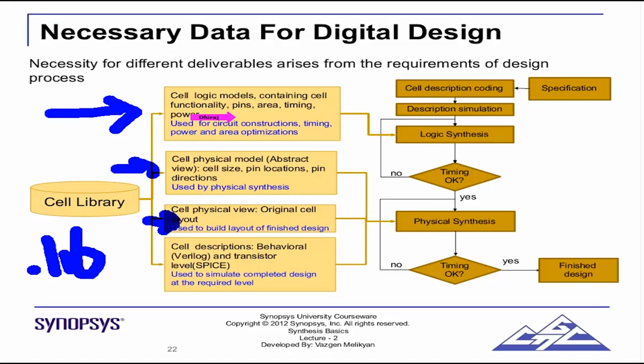Usually spice is done on a smaller level. People will not do spice at a full chip level because it is very time consuming, it is very CPU intensive. So spice is mostly done for very specific clock generation blocks. For analog, it is definitely spice is the way to go.